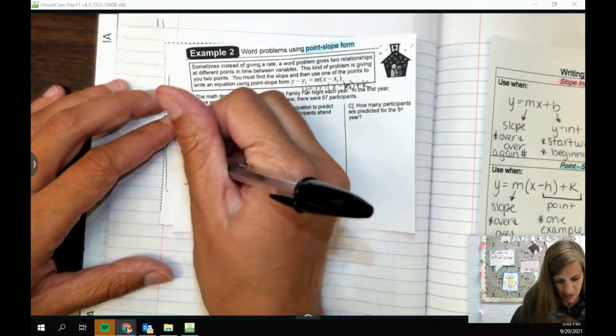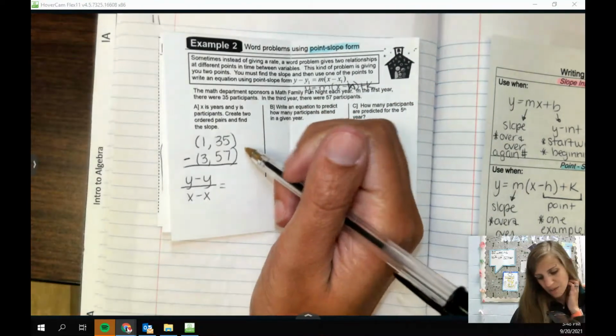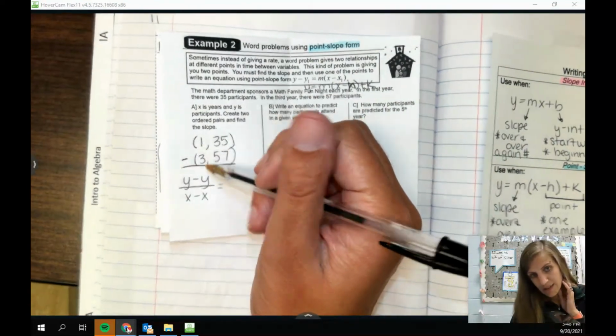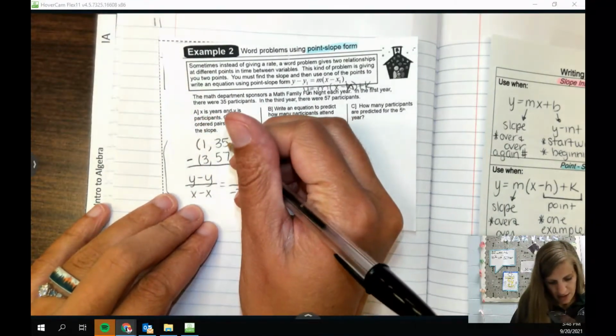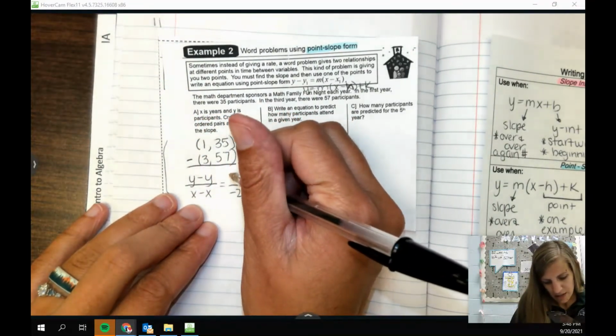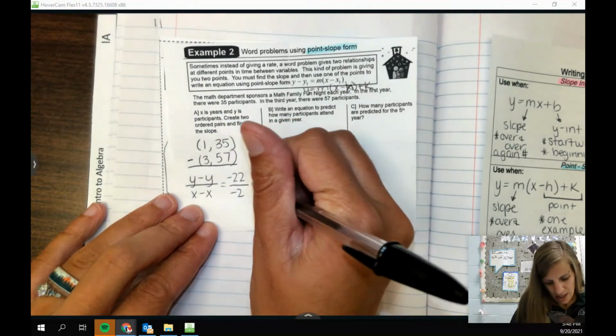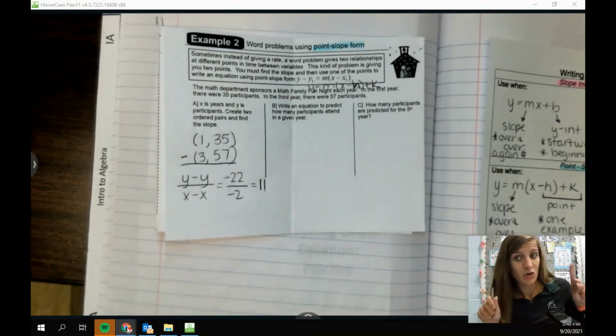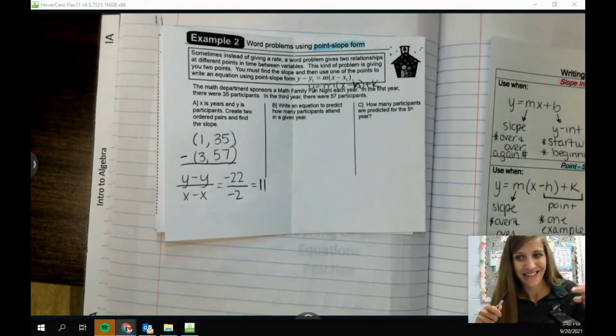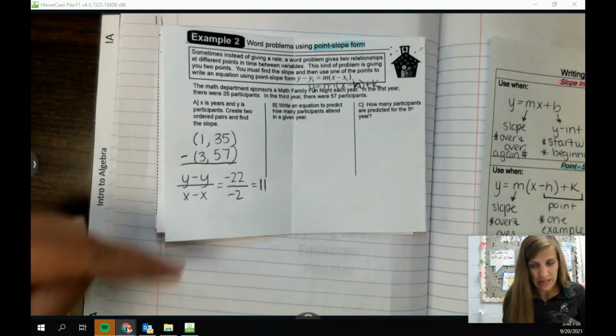And they're actually stacked in a way where I can kind of just subtract right now. We just want to be careful because x has to go on the bottom. So like 1 minus 3 is negative 2. And 35 minus 57 is negative 22. And so when I divide, I get that I had 11 participants join each year, because that's what we're dividing here, participants by years.